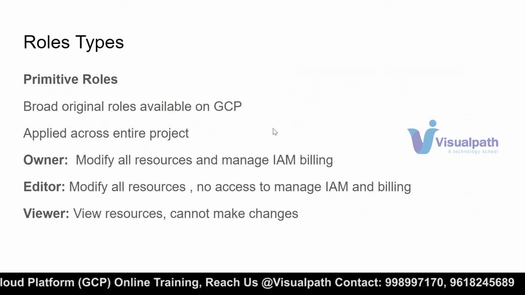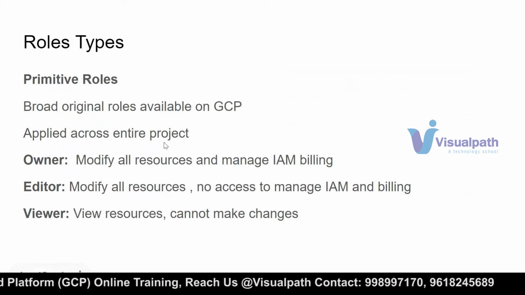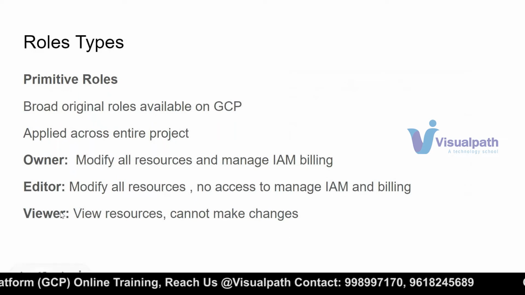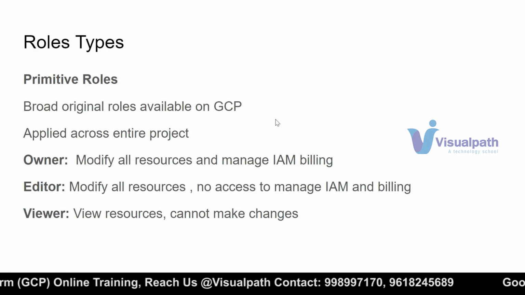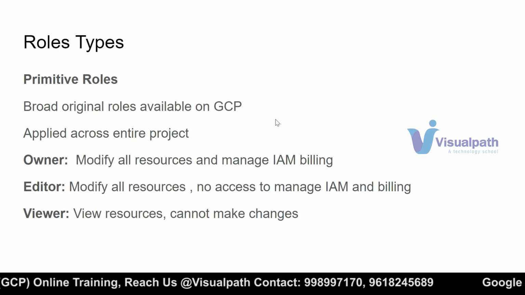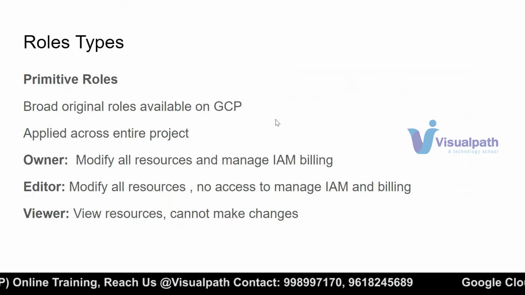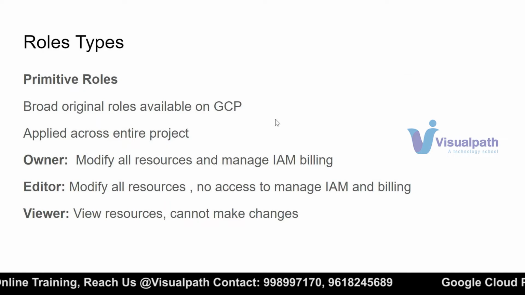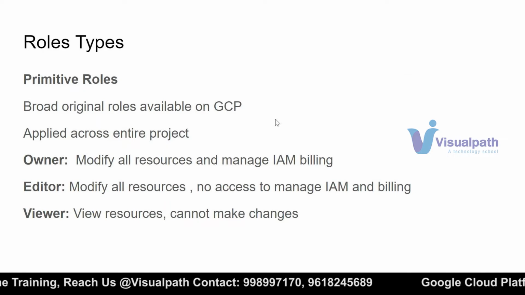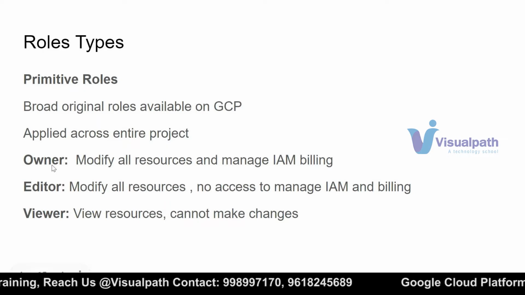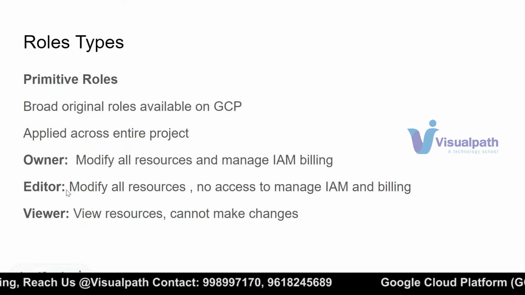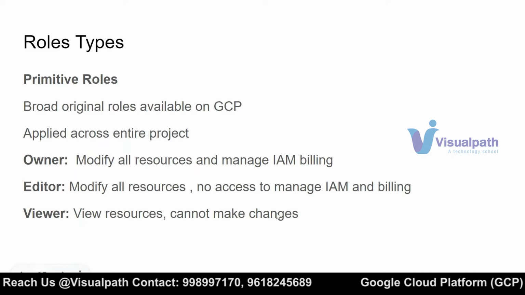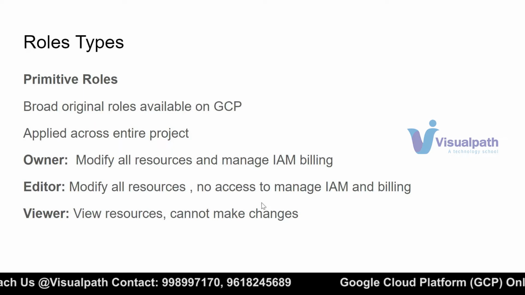So primitive roles are applied across the entire project. They are owner, editor, and reader. For example, if you have a small team of 4 to 5 users in a particular project, there is no need to give micro access to each and every one of them. If we give owner access to one person, and editor access to all the others, then we can easily manage, right? So that is called a primitive role.